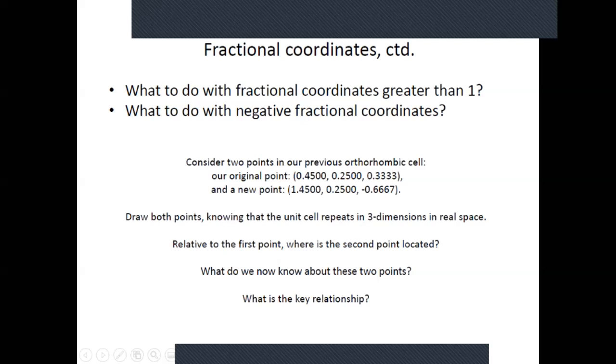What we've done is you notice that the b-axis, the y values are the same, so it's at the same position along the b-axis. But for the a-axis, we've moved the x-coordinate 1 unit up. So we added 1 to 0.45. And then for the c-axis, we've actually moved the z-coordinate down the z-axis. So it became negative 0.667.